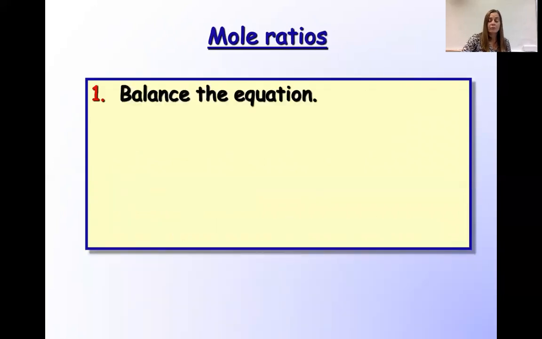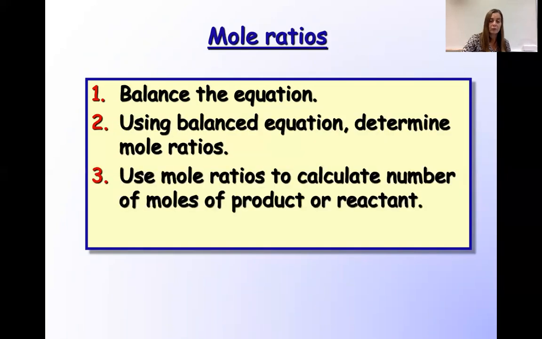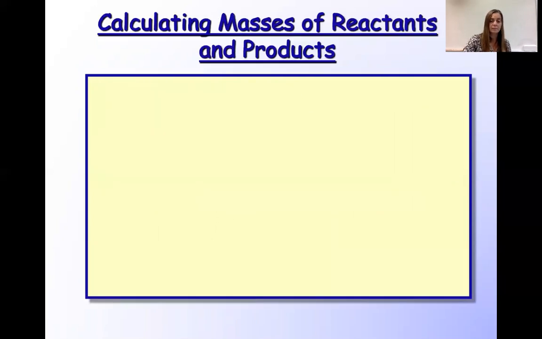So in order to find the mole ratio, first thing we're going to do is balance our equation, and we're going to determine those mole ratios, and then we can use those mole ratios to work from our given to the moles of unknown, whether that is a product or a reactant.